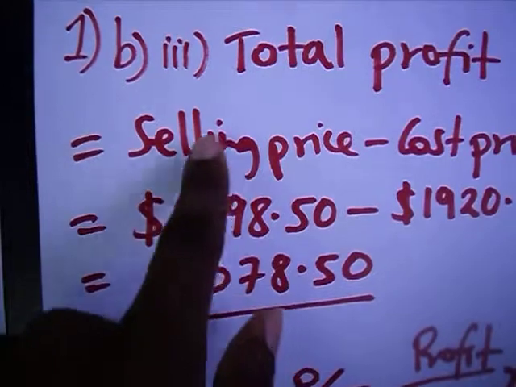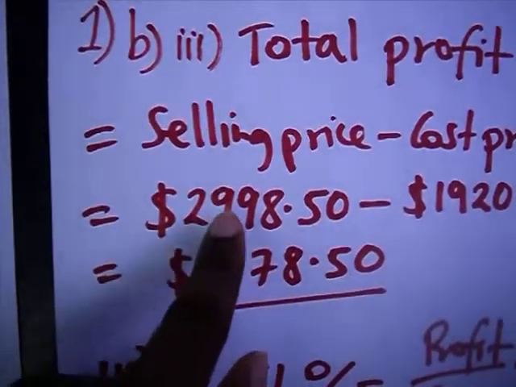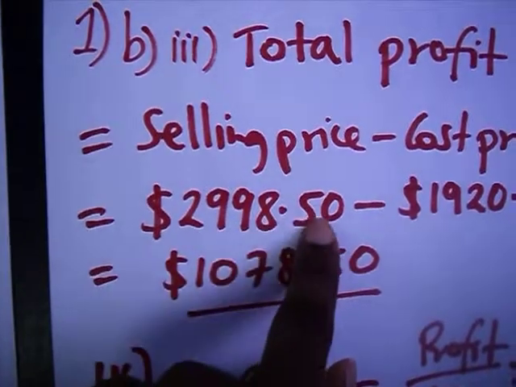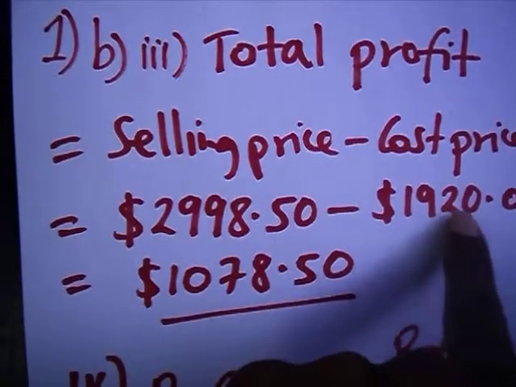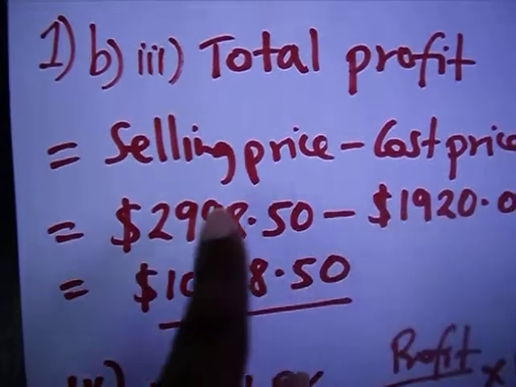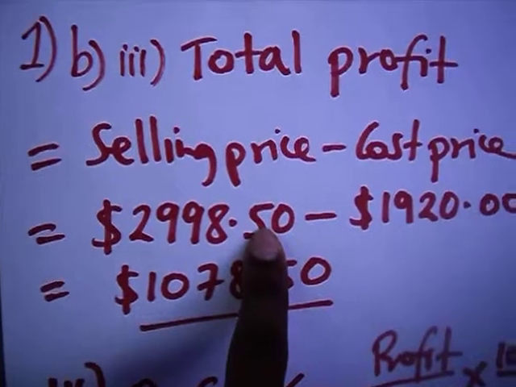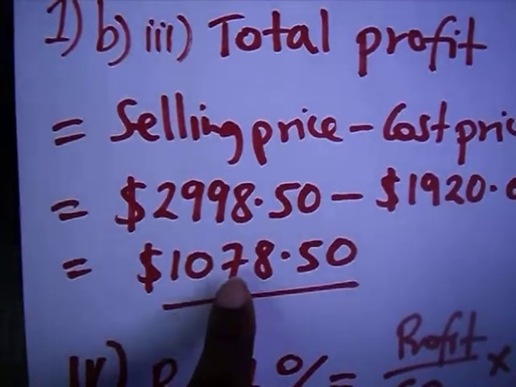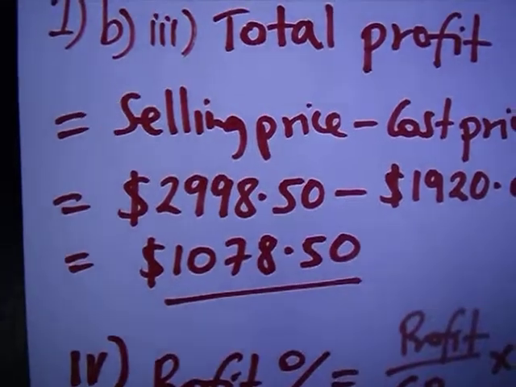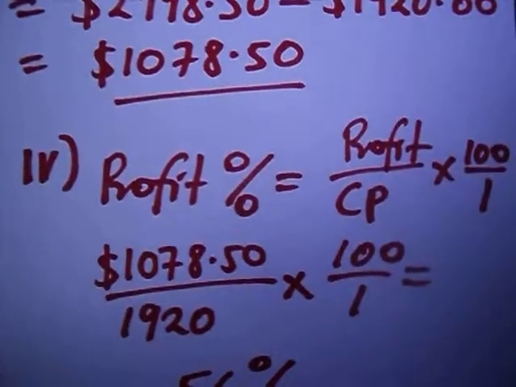And the total selling price we found was $2,998.50. So we're going to subtract this $1,920 from $2,998.50, and our profit is $1,078.50 profit. Good.